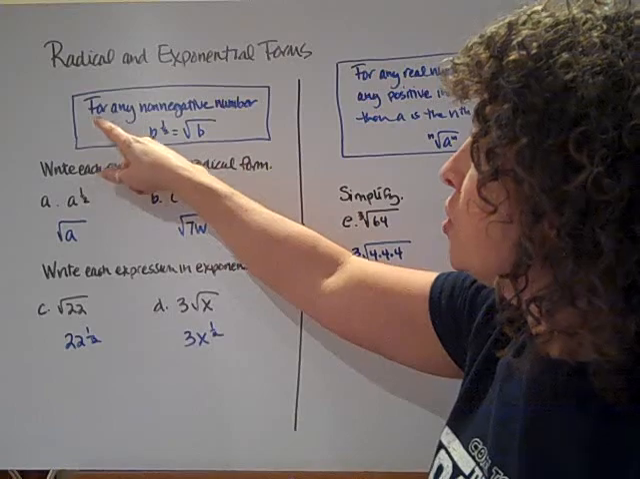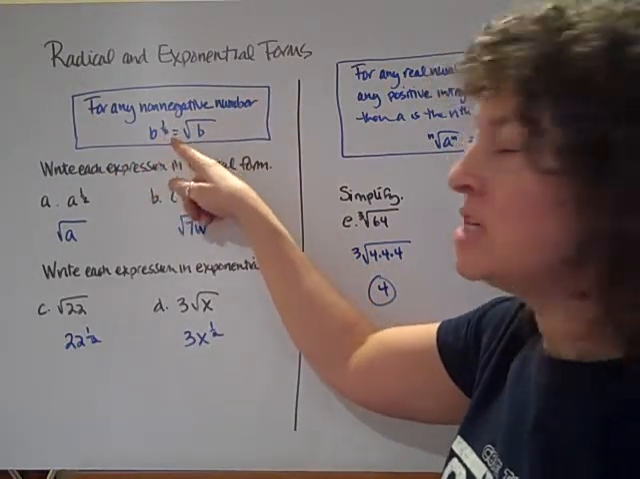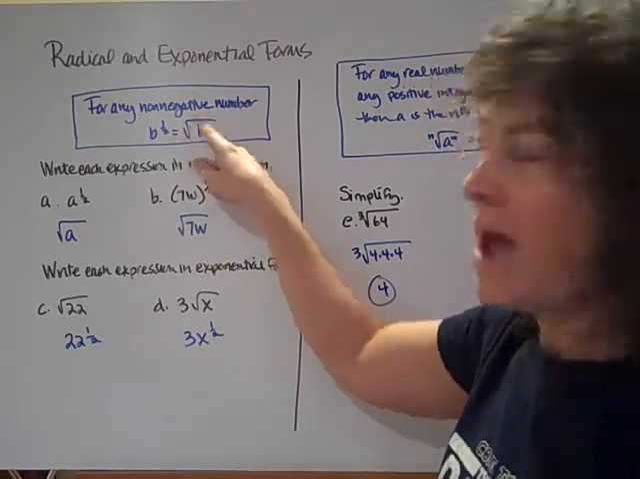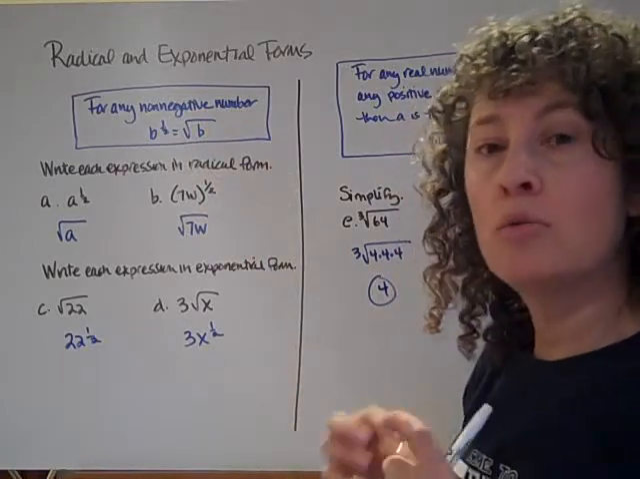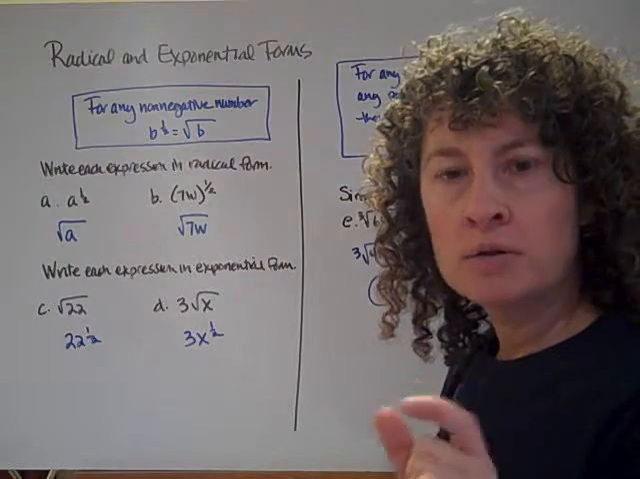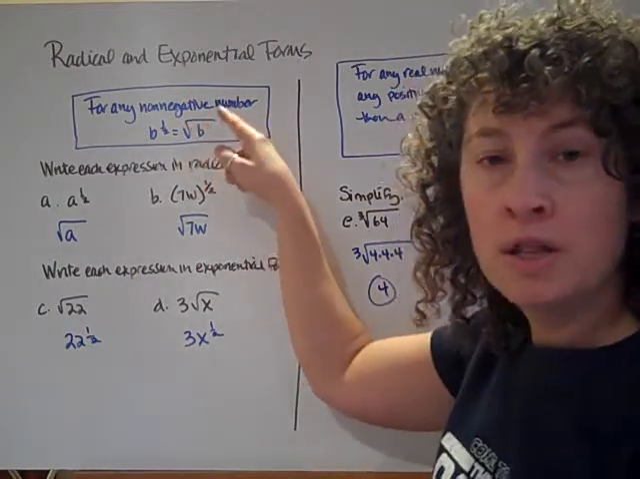For any non-negative number, b to the 1/2 is equal to the square root of b. This is called our radical symbol. What we've referred to as a square root up until now is really a radical symbol. What's underneath our radical symbol is called the radicand. We're going to work a little bit here with thinking about our roots.